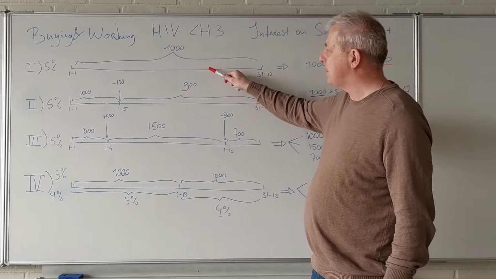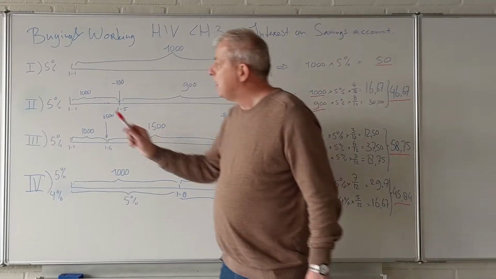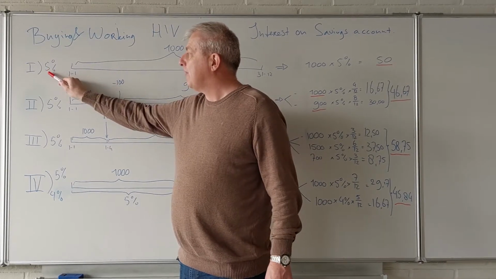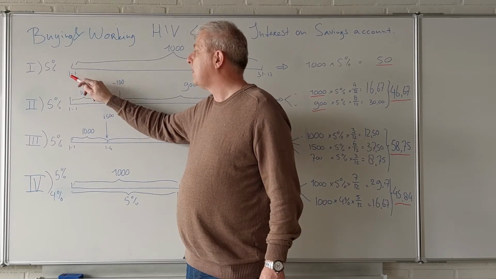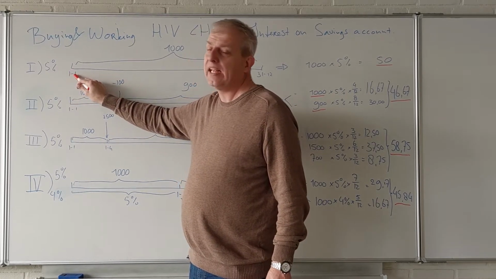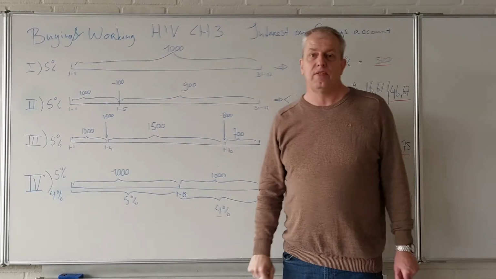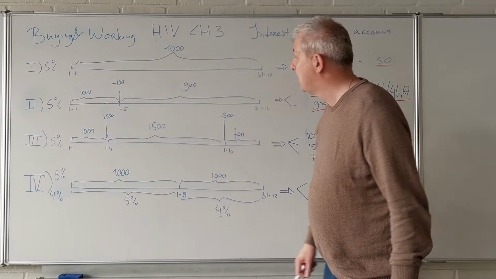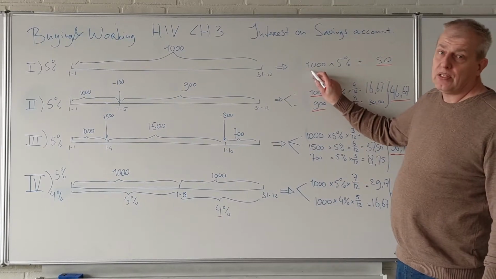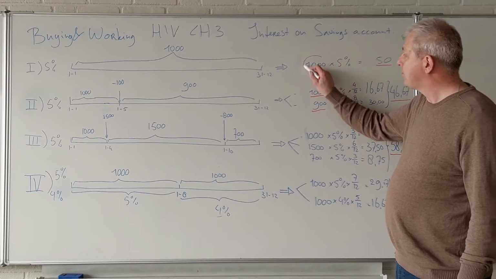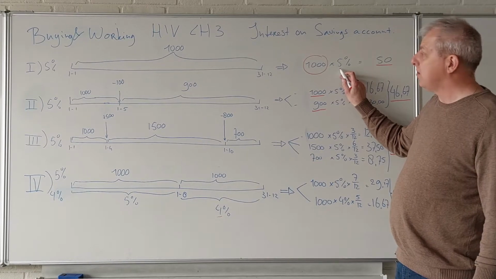So what I did is I drew 4 timelines here with 4 scenarios. The first one, I have €1,000 in my savings account, 5% interest the whole year long. So from the 1st of January, so 1/1 is 1st of January, till the 31st of December, 31/12. So, the bank gives me interest on the amount that is in my account, €1,000, times the interest rate, 5%, whole year long.